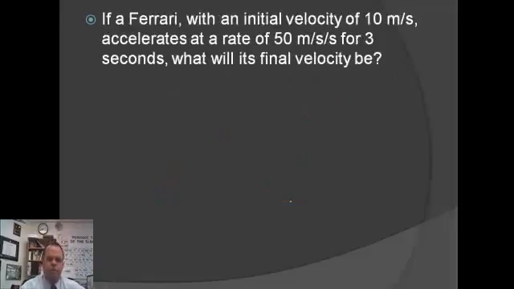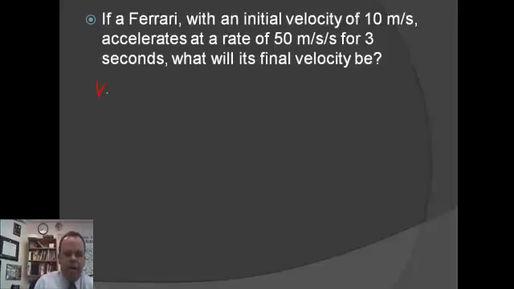Okay, and the next problem, try this one on your own, and then when you're ready, press pause, and then come back and press play again, see if you got the right answer. So if a Ferrari with an initial velocity of 10 meters per second accelerates at a rate of 50 meters per second squared for 3 seconds, what is its final velocity?